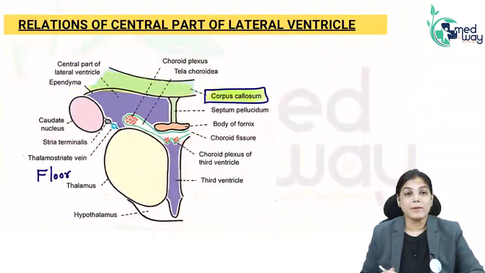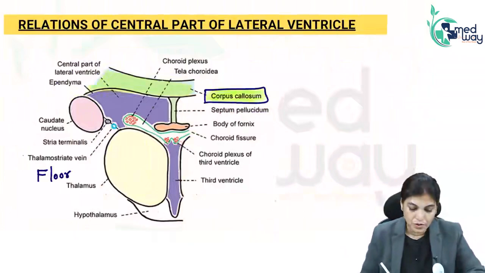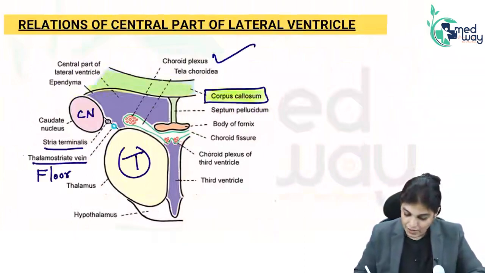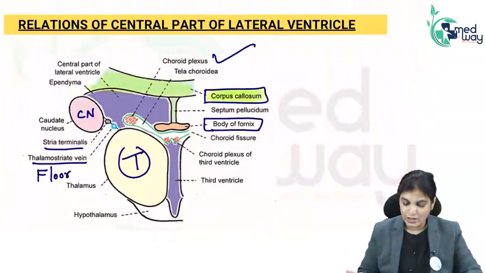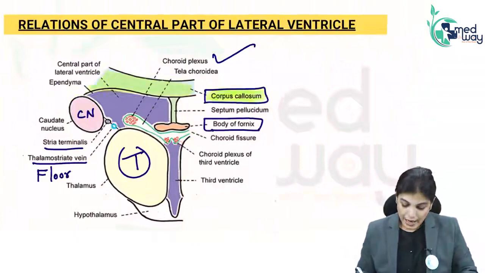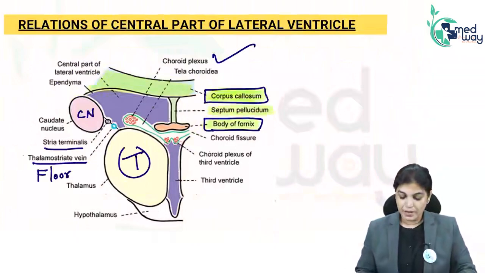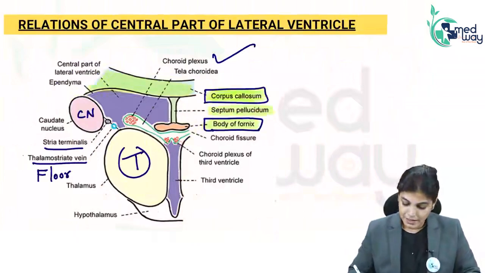And in the floor, from above to downward, it is related with the following structures. This is the caudate nucleus body. This is the stria terminalis, the thalamostriate vein, the thalamus, the choroid plexus, and also the body of fornix. So all these structures are forming the floor. And medially, the structure lying medially will be the septum pellucidum. So this will be forming the medial boundary.